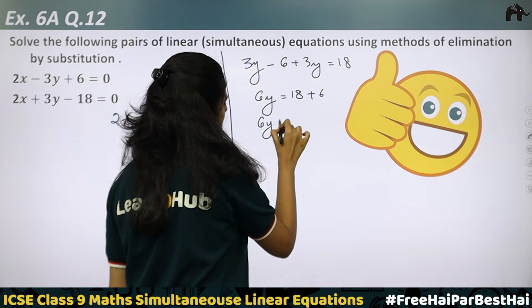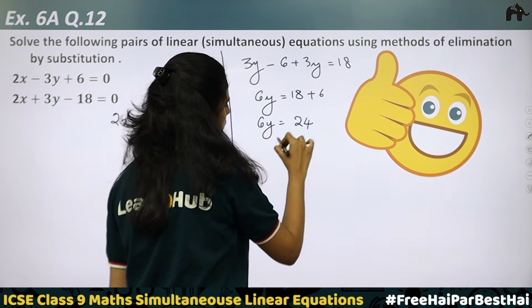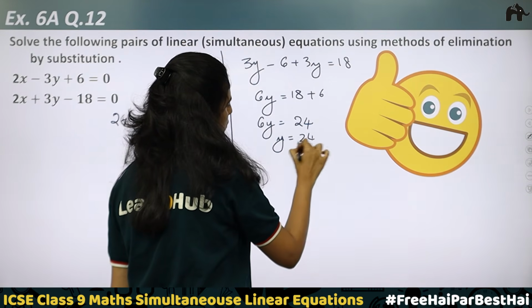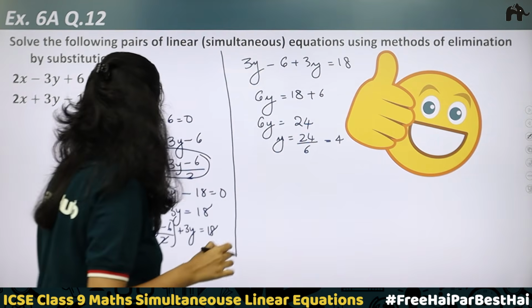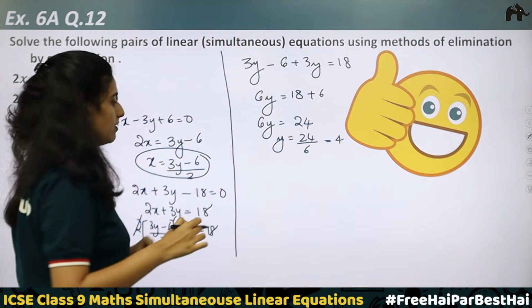So, 6y is equal to 18 plus 6, 24, and y is equal to 24 divided by 6, which is equal to 4. So, y is equal to 4. Now, substitute this value of y to find the value of x.